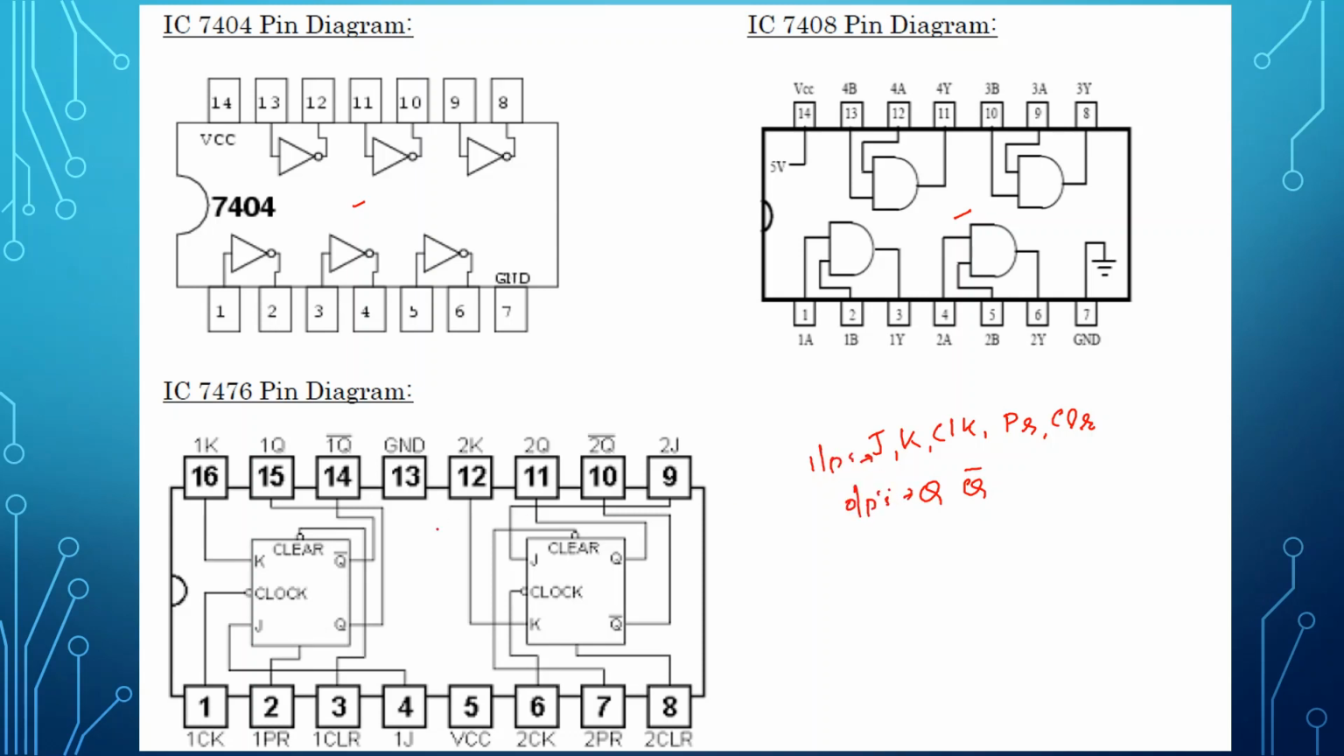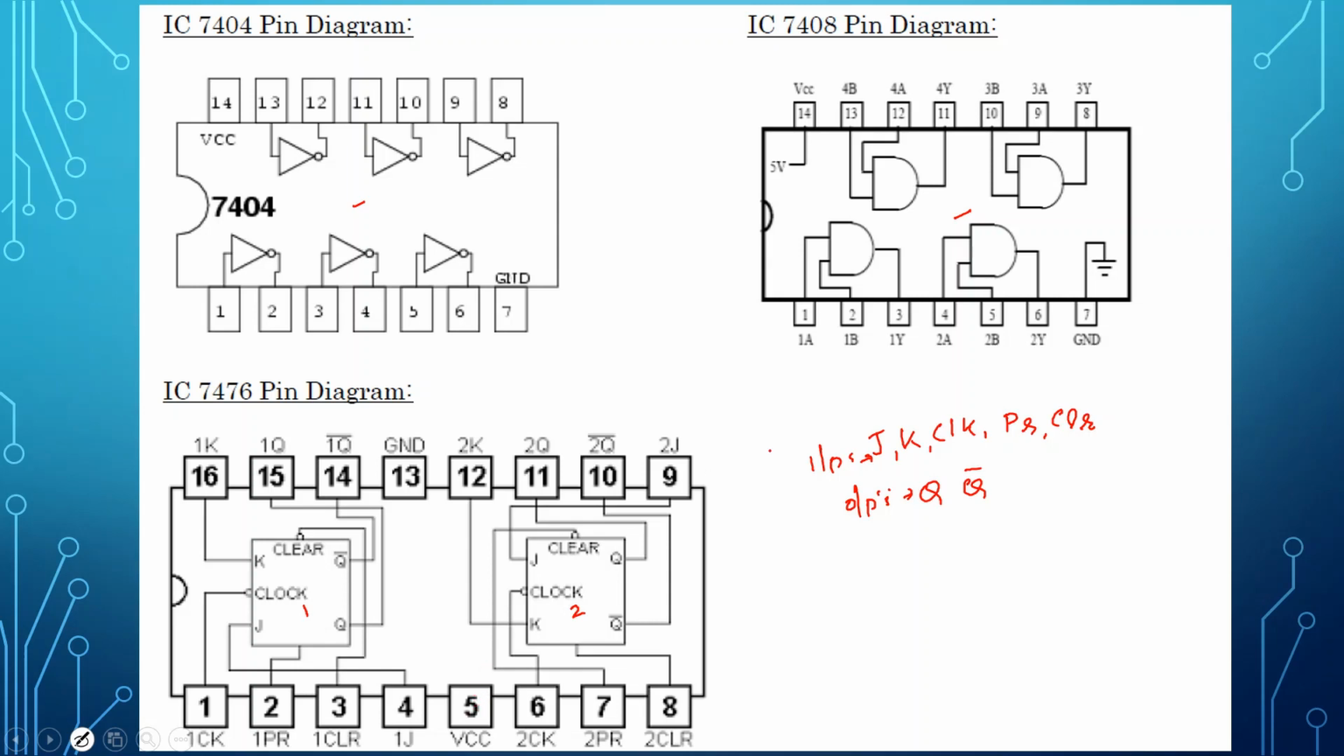See here, this is my flip-flop 1. This is my second flip-flop. So you can see the input, the clock input, preset, clear, J, K, Q, and Q bar. This is with respect to the first flip-flop. The second flip-flop will also have the same: clock, preset, clear, J, Q, Q bar and K. In addition to that, the IC will have VCC and ground connections.